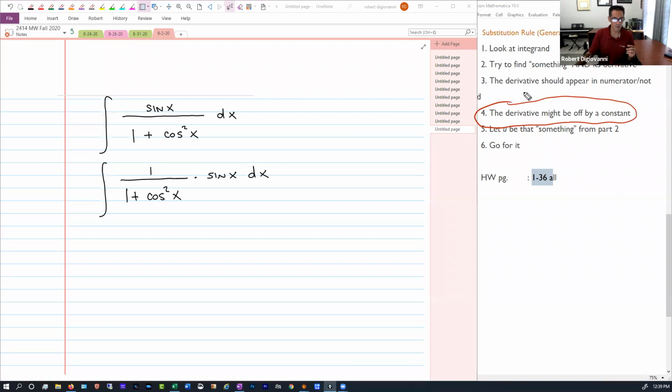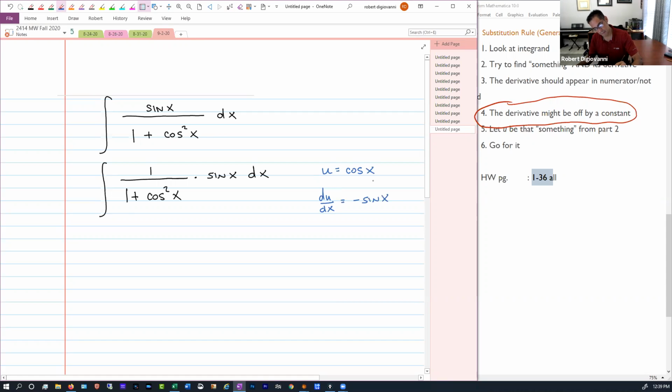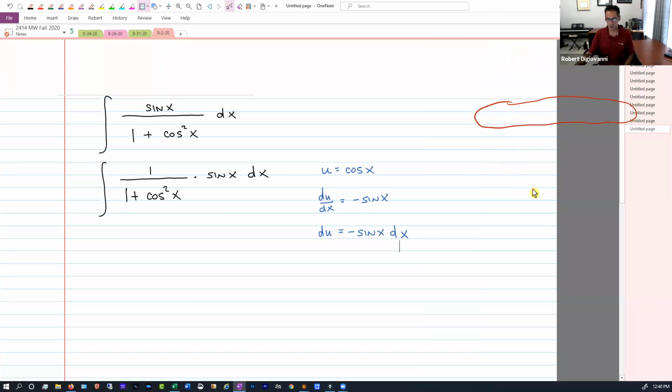Would that derivative, negative sine x, off by a constant, is it up in the numerator? Yes, and it's not trapped, right? That looks promising, doesn't it? So let's go with that. We're going to go with u being cosine x, and then the derivative with respect to x will be negative sine x, and then we multiply both sides by dx to get negative sine x dx. I'm just about out of time, but I'm going to finish this one up. I hope y'all are okay with that.